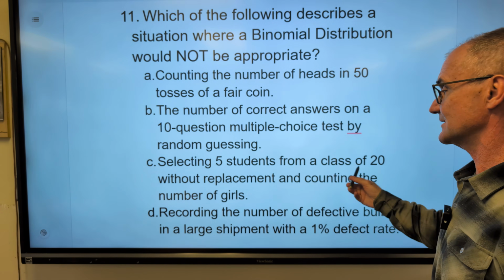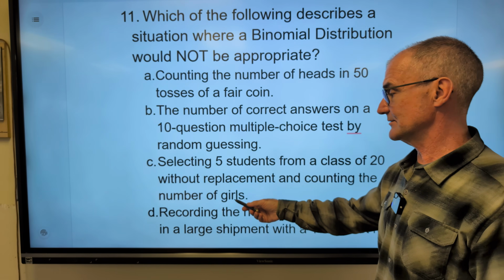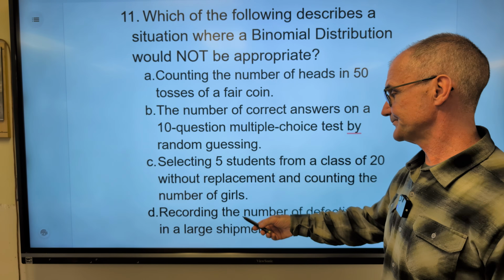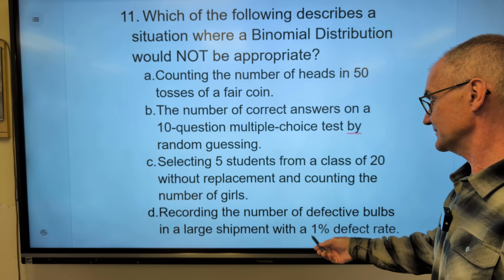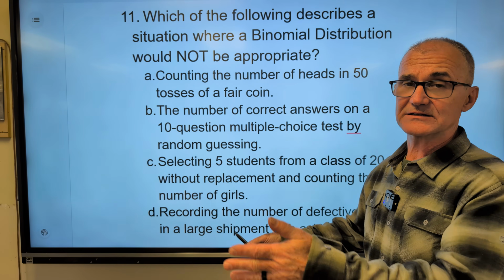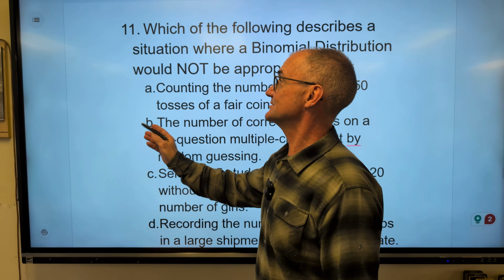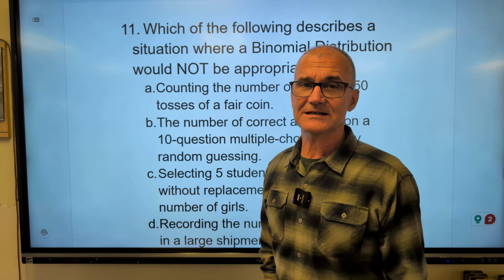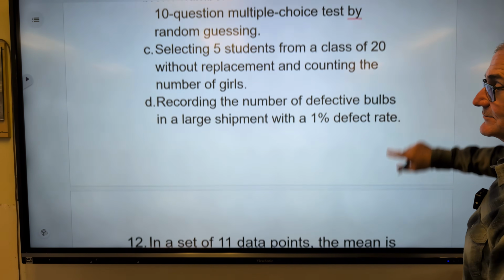Selecting 5 students from a class of 20 without replacement and counting the number of girls, girl or not girl. Recording the number of defective bulbs in a large shipment. So that's going to be defective, not defective. All of those are binomial, except for answer B right there. Correct answer for number 11 is B. Move this up to number 12.